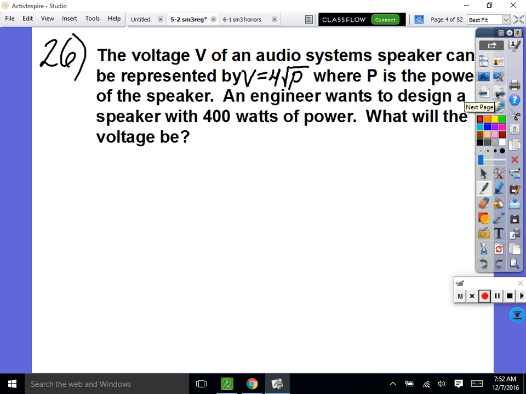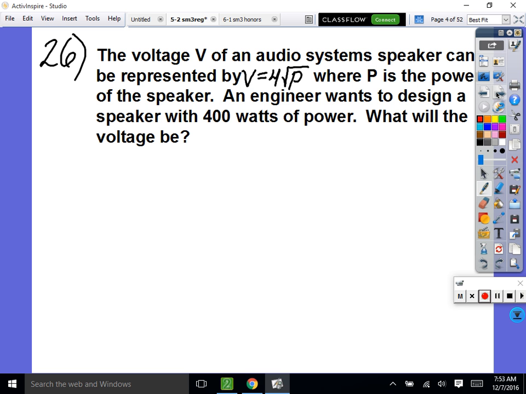26, it says, the voltage V, we have to get better at solving things that are really just plugging things in. Because on your ACT, you're going to get a few problems where literally it doesn't take any thinking besides being able to say, where do I plug this in and what do I solve for? So it says the voltage V of an audio system speaker can be represented by this equation. V is equal to 4 square roots of P. A lot of people ask me about a 4th root, so this is how you know. If 4 is not tucked in there, it's not a 4th root. That's 4 times the square root of P, where P is the power of the speaker.